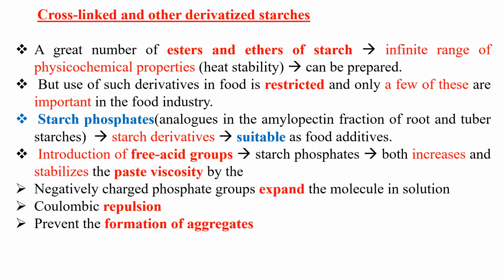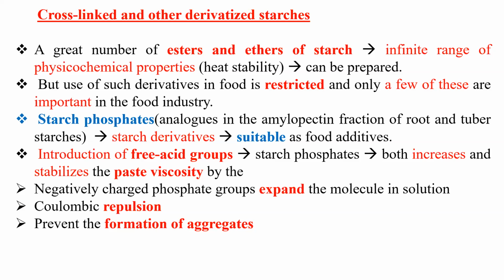The next modified starches are cross-linked and other derivatized starches. A great number of esters and ethers of starch of an infinite range of physicochemical properties, such as heat stability, can be prepared. But the use of such derivatives in food is restricted, and only a few of these are important in the food industry. Starch phosphates are an important example of starch derivatives suitable as food additives, and are used for preparation of many food products. Introduction of free acid groups.